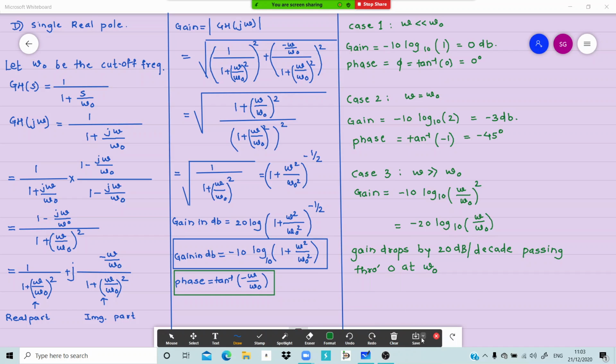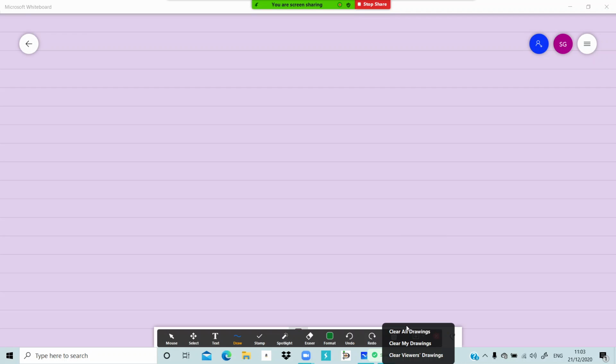Okay, so I'll save this and I'll clear. So now we'll try to draw this graph. Graph means the Bode plot, we'll try to draw it for this particular case. So now we'll require graph paper.